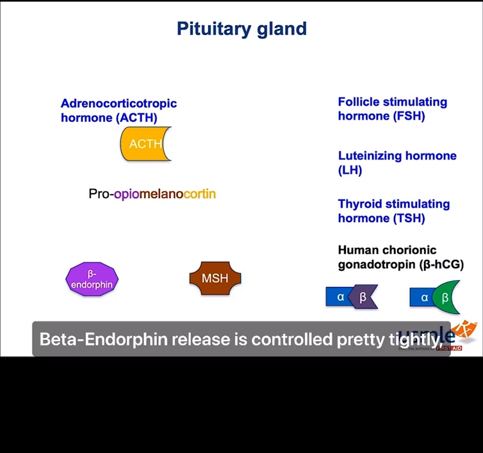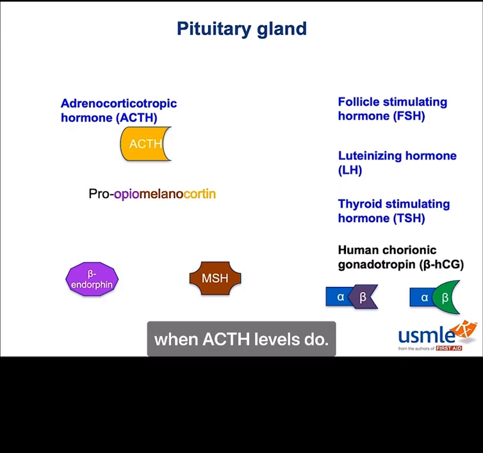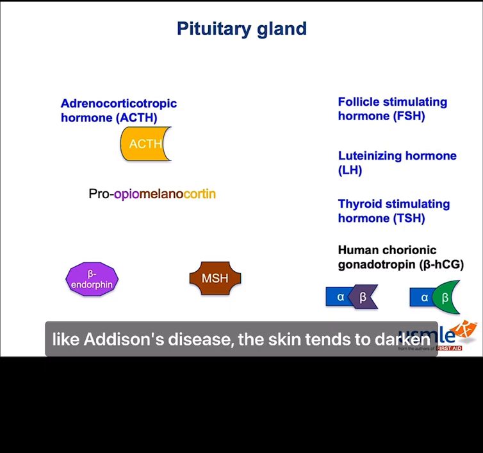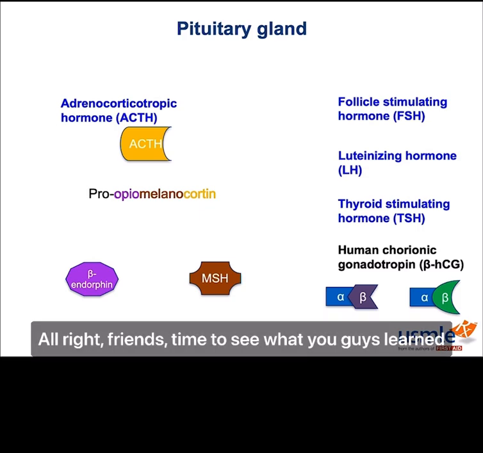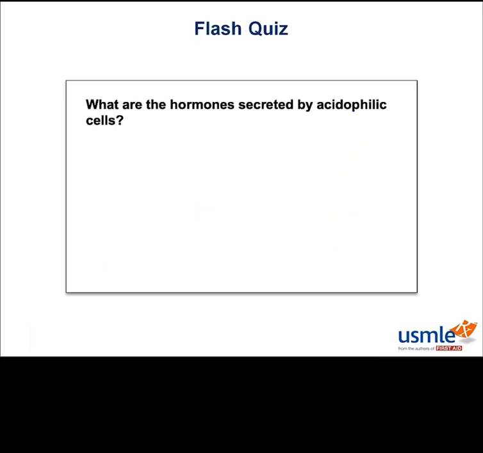Beta-endorphin release is controlled pretty tightly, but MSH levels in the blood tend to rise when ACTH levels do. That's why, in conditions where ACTH goes through the roof, like Addison's disease, the skin tends to darken, because of increased MSH. Alright friends, time to see what you guys learned with another flash quiz.